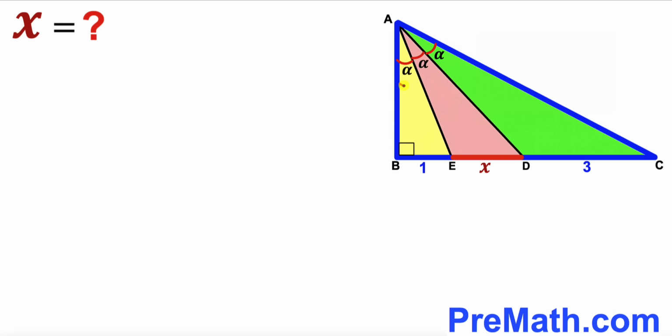And moreover, this angle is alpha, this angle is alpha, and this angle is alpha as well. In other words, all these three angles are congruent. And furthermore, this segment BE length is 1 unit. The segment CD length is 3 units. And the segment DE length has been represented by x. And now our task is to find the value of x. In other words, we are going to find this segment DE length.